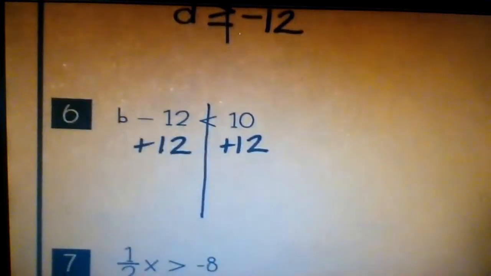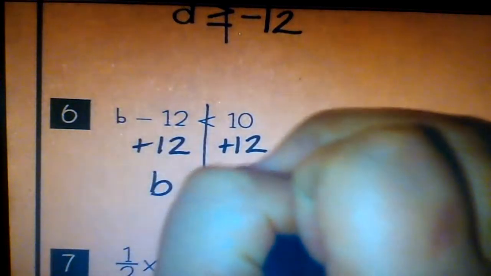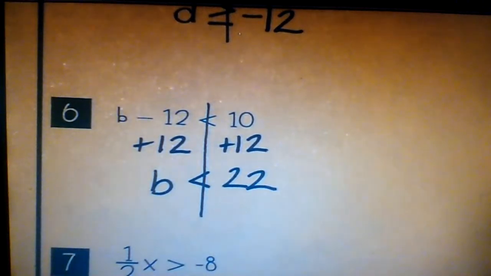Plus 12. So now we have B is less than 22. Good thing we only have 2 more to do.